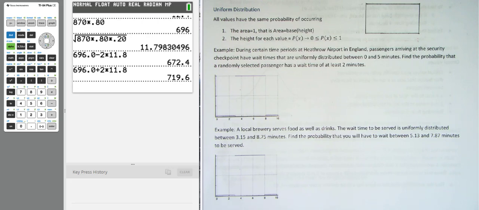Uniform distribution is a type of distribution where all of the values have the same probability of occurring. Some standard examples of this would be when you are tossing a coin. The probability of landing on heads or tails is the same, a 50% chance.